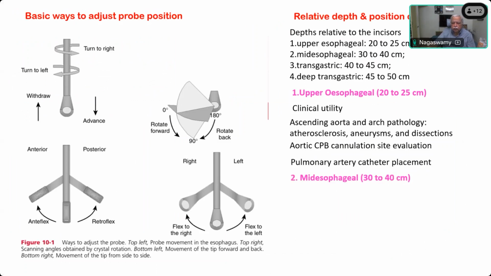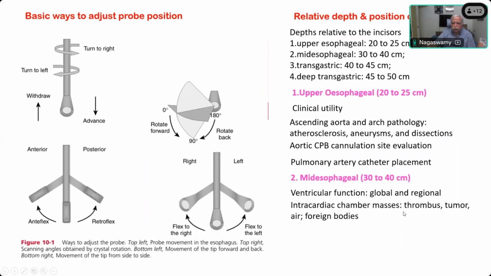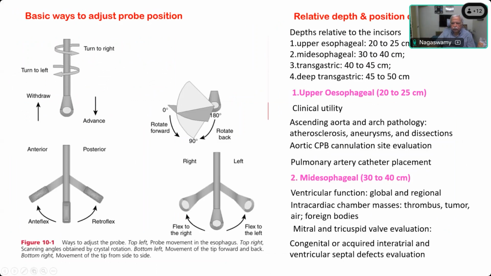Then coming to the mid-esophageal, where the probe goes a little lower down, you can assess the ventricular function, both global and regional, and intracardiac chamber masses like thrombus, tumor, air, or foreign bodies. And you can see the mitral and tricuspid valve movements and their function. Congenital or acquired interatrial or interventricular septal defect evaluation can be done at the mid-esophageal level. So it is very easy. Upper esophagus, it will be almost lying at the arch of the aorta. Here it goes down to the ventricle, and also you can assess the coronary sinus.